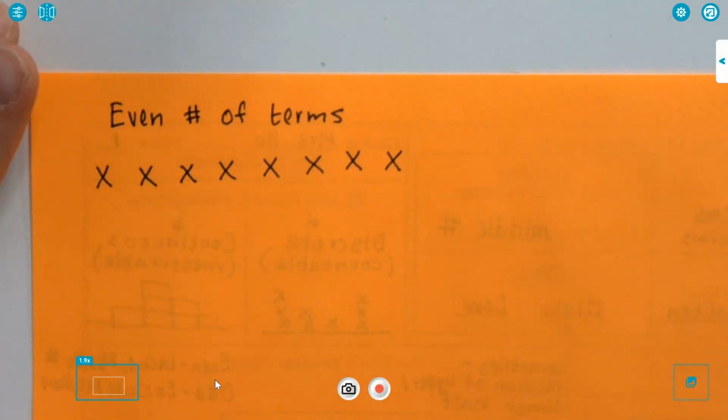If you have an even number of terms, oh, I already put names on these. Let me find the one that's yours.